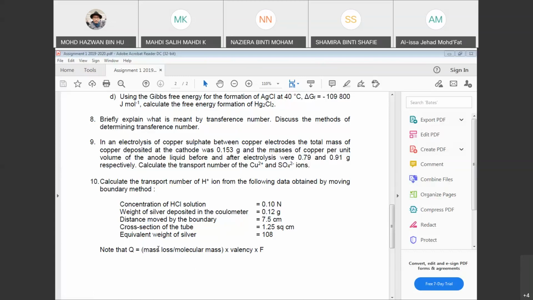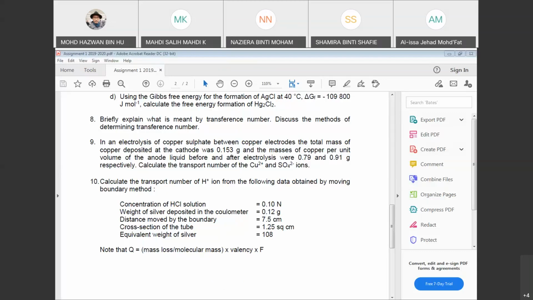So you have a mass loss. The mass loss over here will be the mass loss of the deposited silver, 0.12. You divide by 108, and then you multiply by the valency. What will be the valency, Mahdi, over here? The valency 1. Yeah, valency should be equal to 1. And then, how about F?